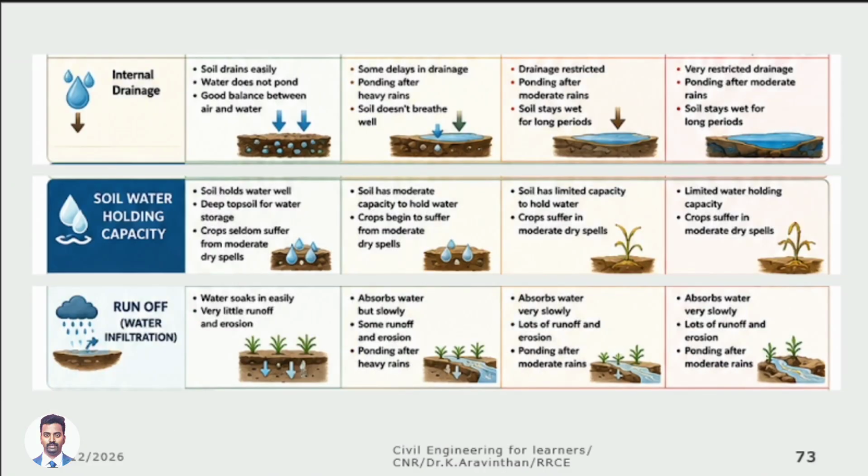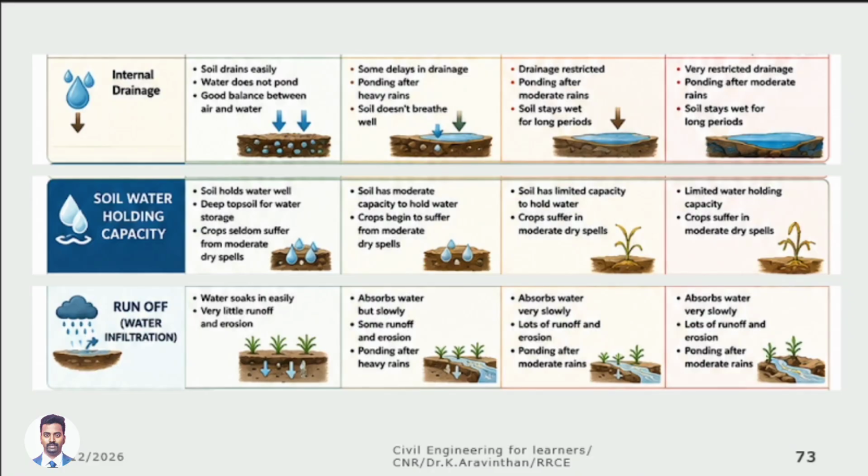Next thing, internal drainage. Internal drainage means you pour water on good soil, and immediately the water will absorb. It is called a good soil. If you pour some water and the water does not absorb, staying for a long period as ponding, this is called a bad soil.